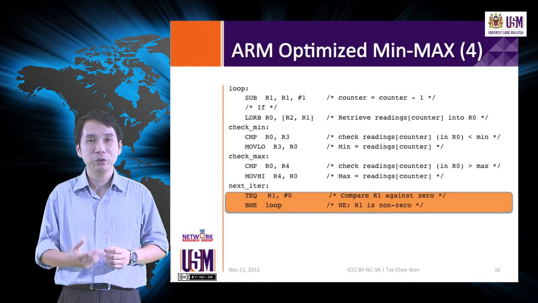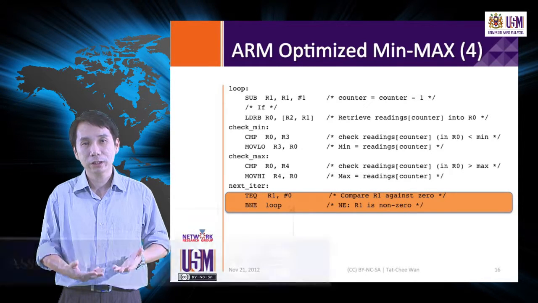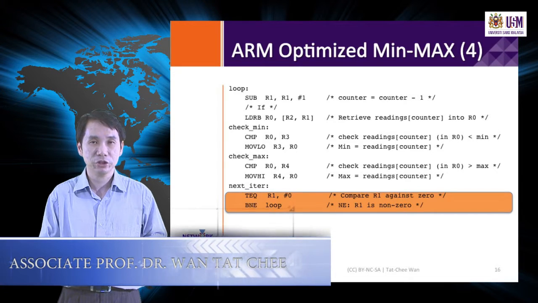Finally, we check if we have reached the end of the loop. We compare R0 against the value 0, and if it is not 0, we will loop back to the label loop. If not, then we will fall through to the next instruction.